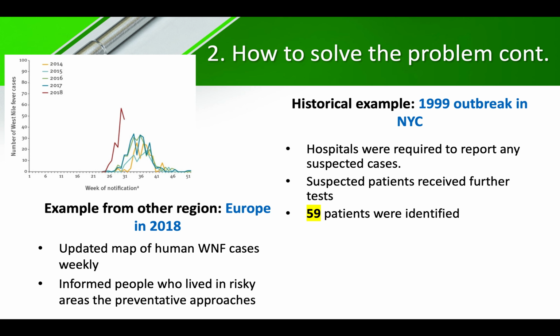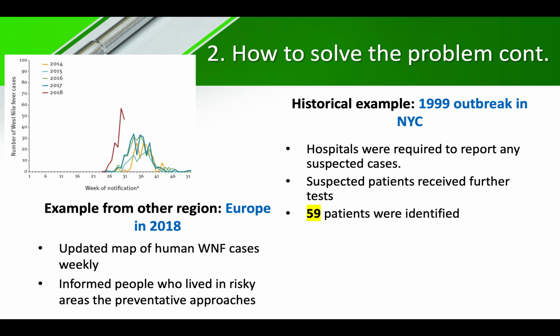When the outbreak of West Nile virus happened in New York City in 1999, hospitals in NYC were required to report any suspected cases of viral infections of the central nervous system and had them to receive additional examinations. The government used the patient surveillance program to identify 59 patients who were hospitalized with WNV infection in New York City area.